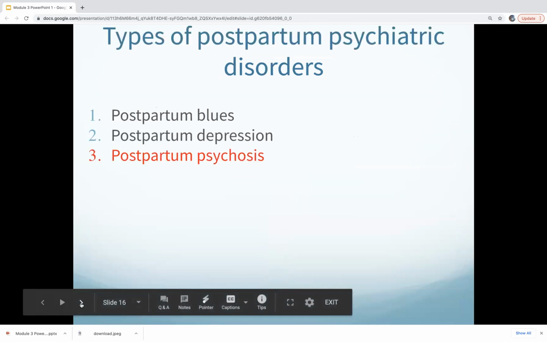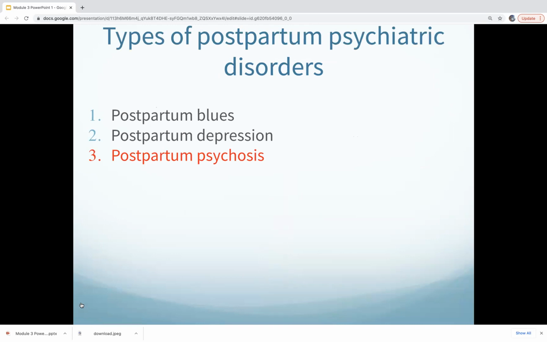So again, in that video, they talked about postpartum depression. So there are three types of postpartum psychiatric disorders. The first and the mildest is postpartum blues. The second one lasts a little bit longer, is postpartum depression. And the last one, which is rare but is a medical emergency, is postpartum psychosis.